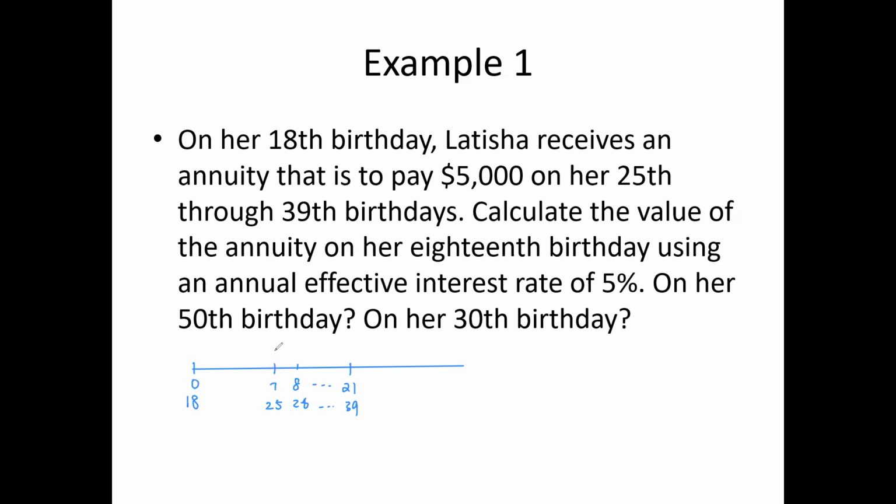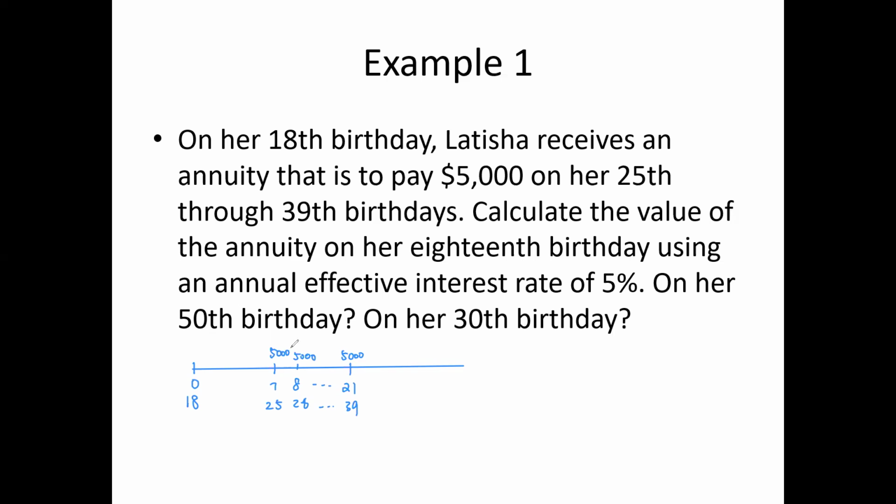So we have 5,000 here, 5,000, and then 5,000. We're looking for the present value at time 0, which is the 18th birthday. The other two, we're going to talk about them later on. Okay, just work on the first problem.